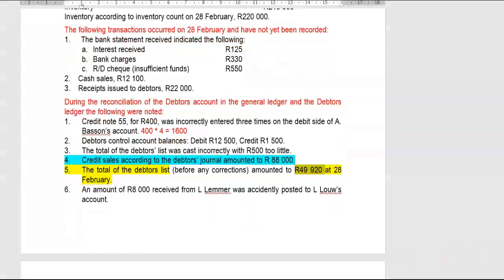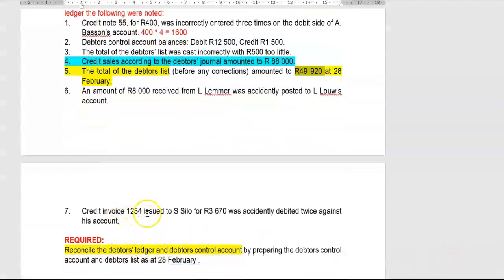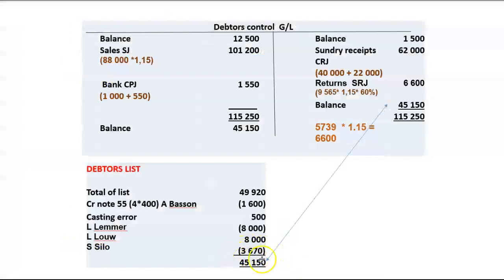And then the last entry: a credit invoice 1234 issued to Silo for 3,670 was accidentally debited twice against his account. It was an invoice, it should have been debited, but not 2 times, only once. So I'm going to take out the 3,670, and my debtors list is going to reduce with 3,670. If we calculate the new balance on the debtors list, it is 45,150. If we balance off our debtors control account, you will see that our outstanding balance there is also 45,150. So that means that our debtors control account reconciles back to our debtors list.